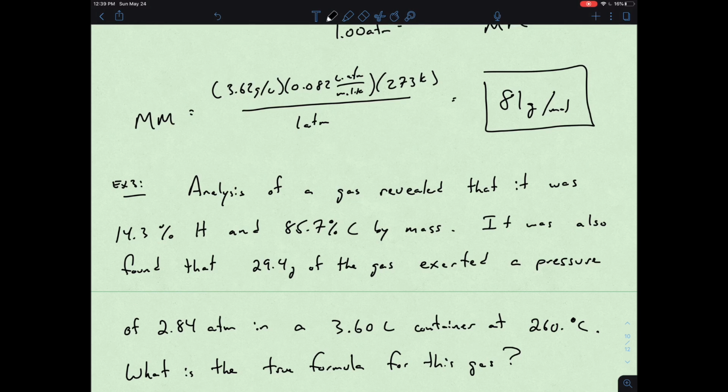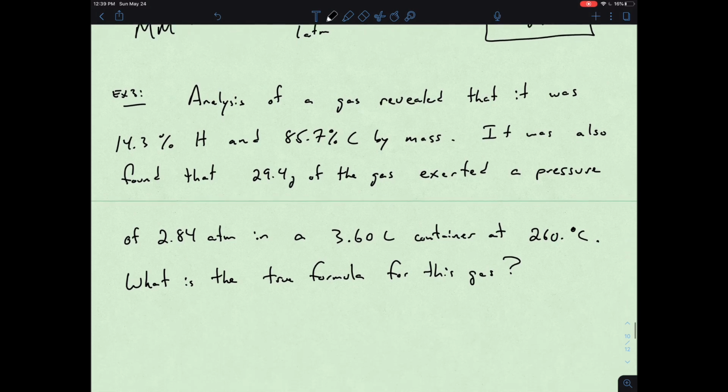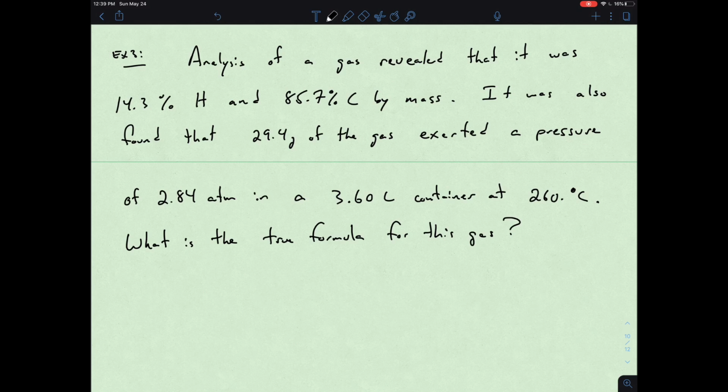Okay, so here's our question. Analysis of a gas revealed that it was 14.3% hydrogen and 85.7% carbon by mass. It was also found that 29.4 grams of the gas exerted a pressure of 2.84 atmospheres in a 3.6 liter container at 260 degrees Celsius. What is the true formula for this gas?